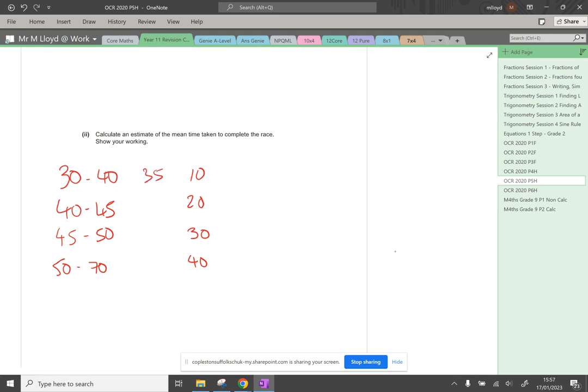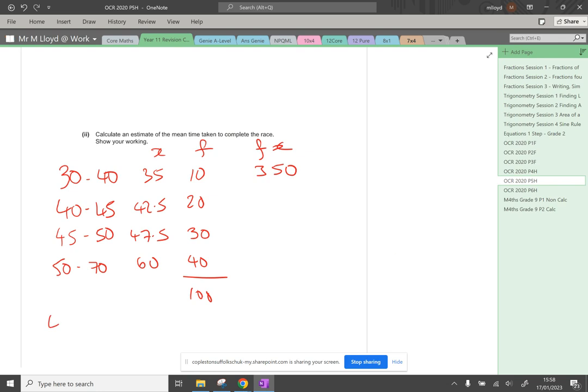So 35. This midpoint's 42.5. This midpoint, 47.5. And then finally, this one is 60. These add up. This is the frequencies. This is the midpoint. These add up so nicely. So let's give you 100. Okay, my f of x column, 350.